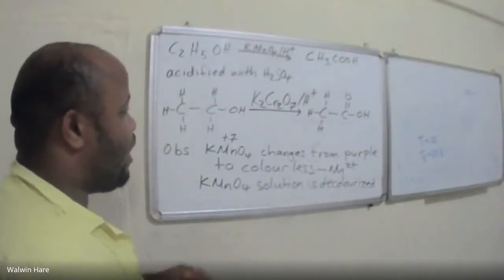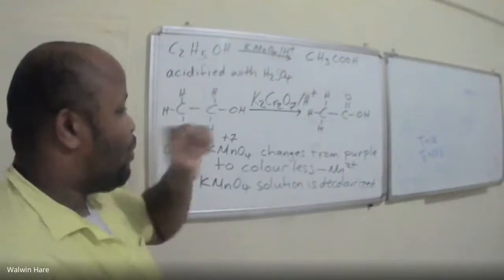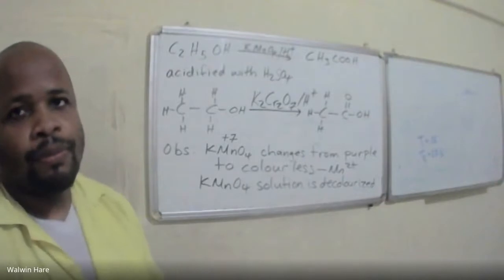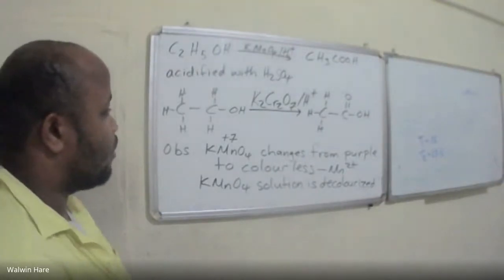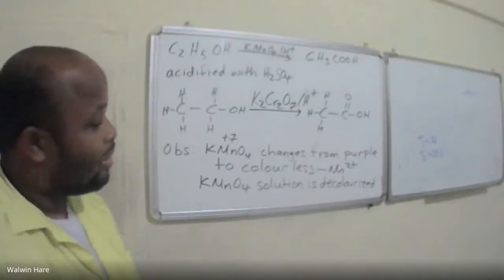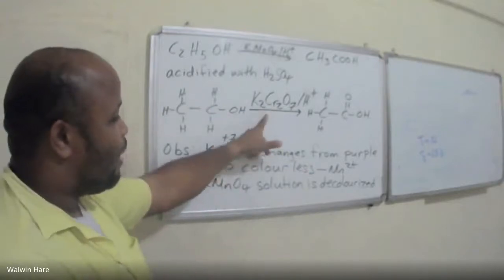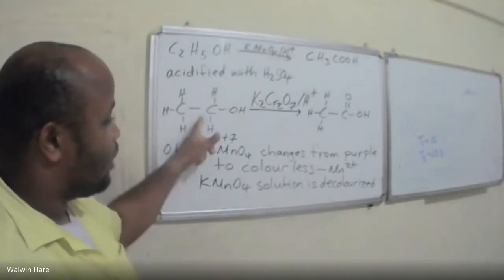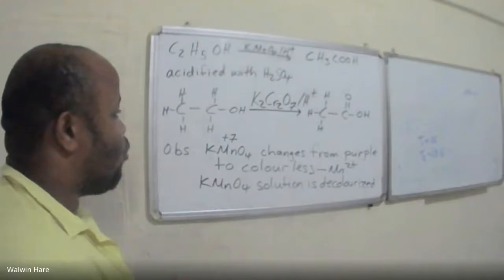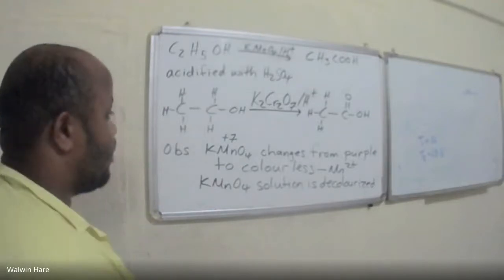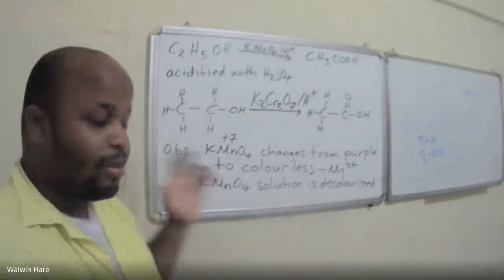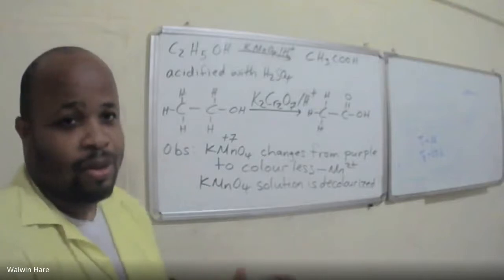Can anybody tell me the expected color change when we use potassium dichromate? Does anybody know? Nadine or Hilton? If potassium dichromate oxidizes the alcohol, what is the typical color change for potassium dichromate? All right, let me remind you, potassium dichromate is orange. So it normally changes to what color?